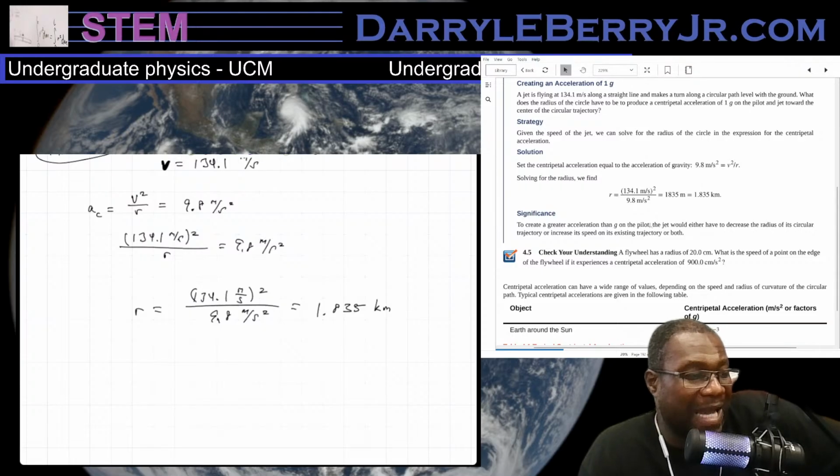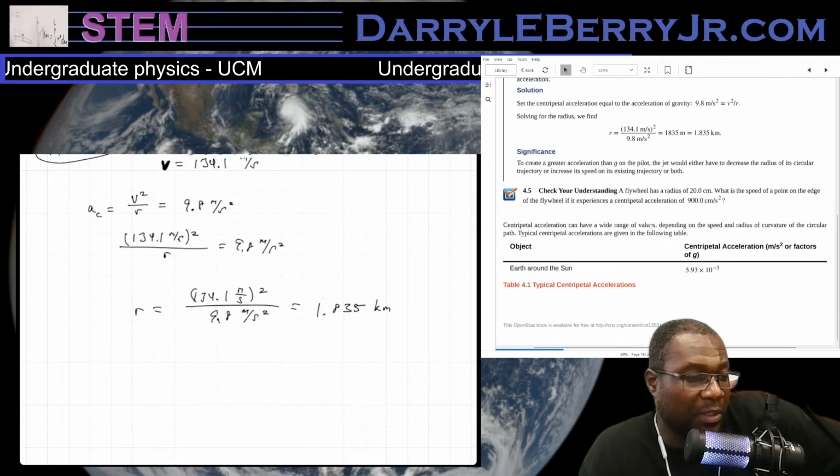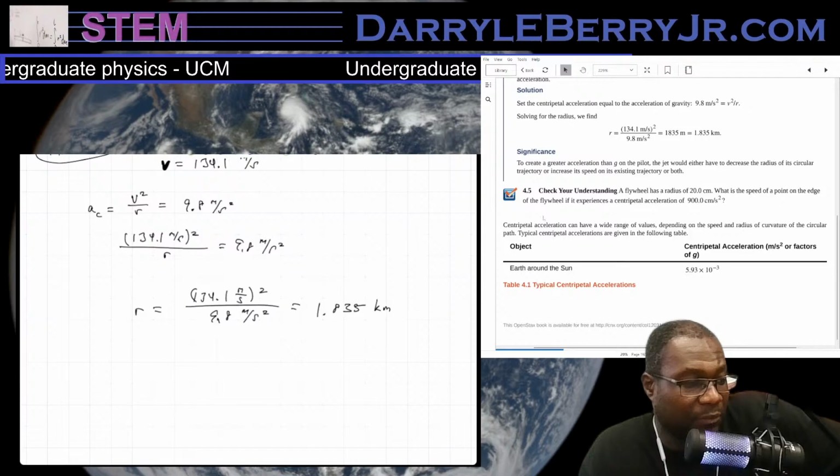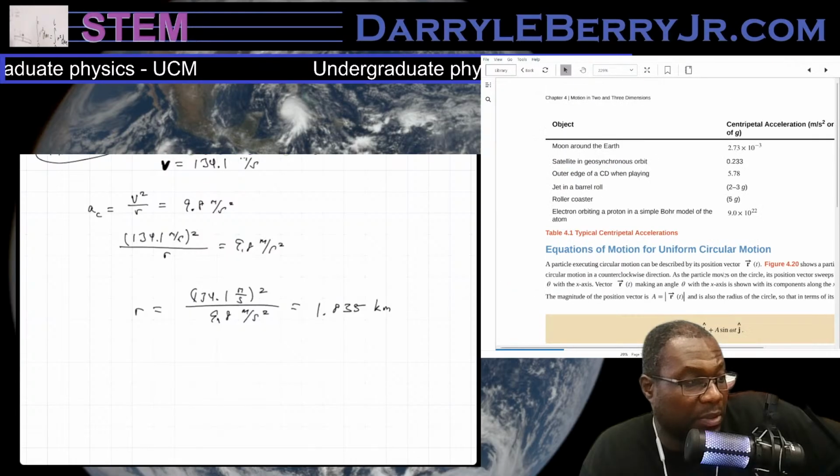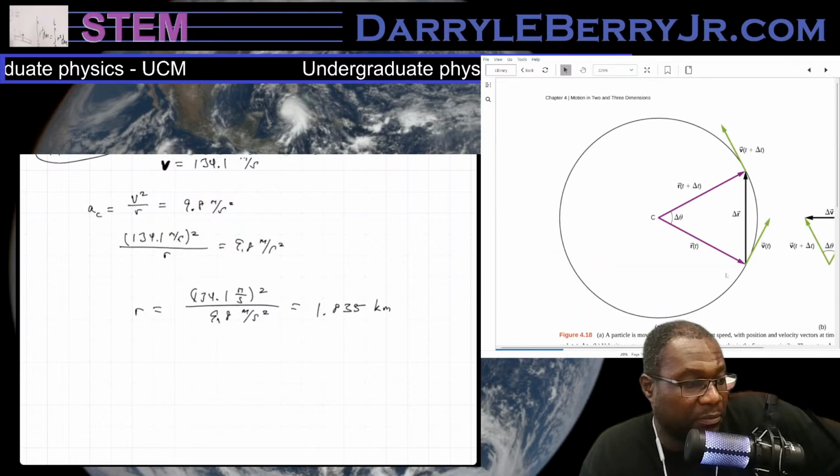Centripetal acceleration can have a wide range of values depending on the speed and radius of curvature of the circular path. Typical centripetal accelerations are given in the following table. Okay, Earth around the sun. Why don't we calculate that? That seems fun.